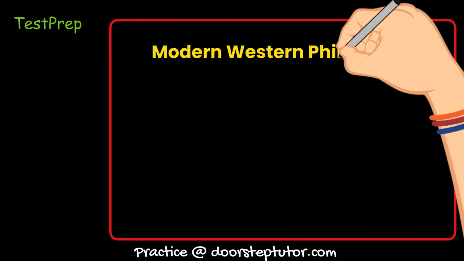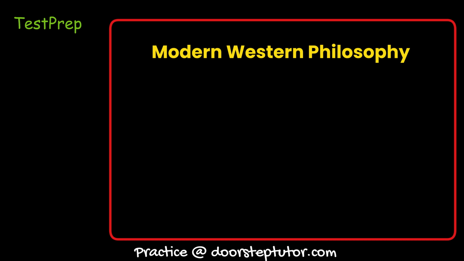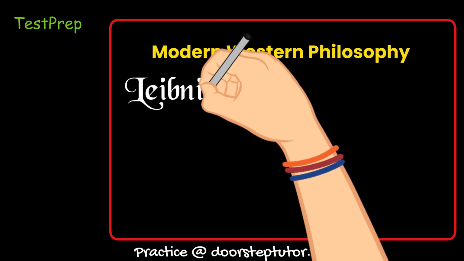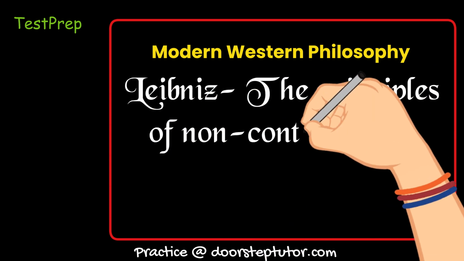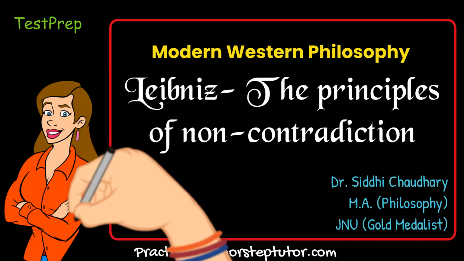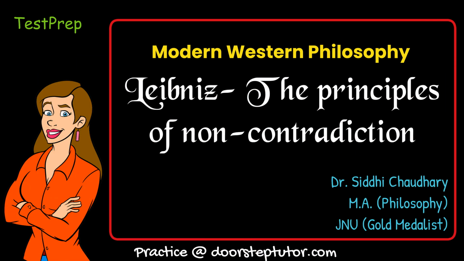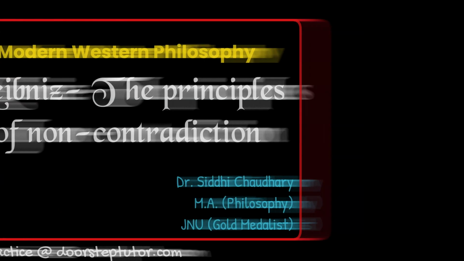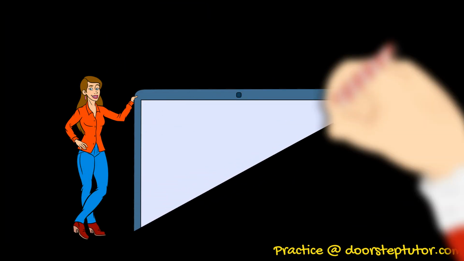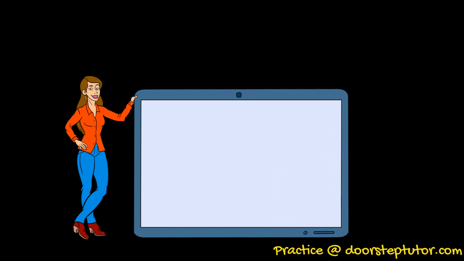René Descartes, Spinoza, and Leibniz are the three great 17th century advocates of rationalism. In this video, we will study the philosophy of Leibniz. Leibniz was a prominent German polymath and one of the most important logicians, mathematicians, and natural philosophers of the Enlightenment era. In this video, we will deal with his principles of non-contradiction.